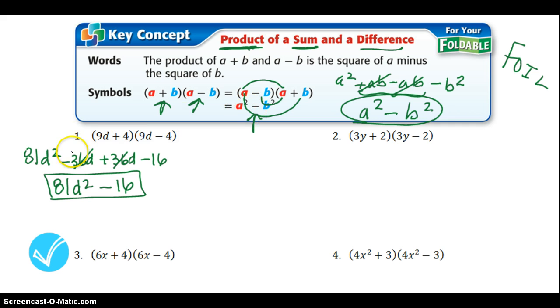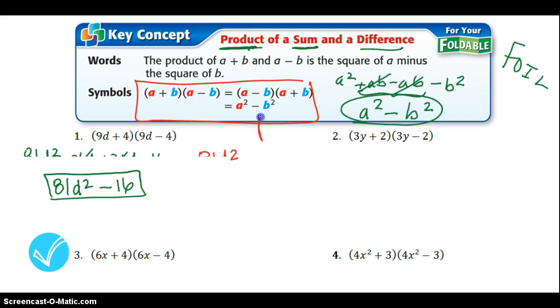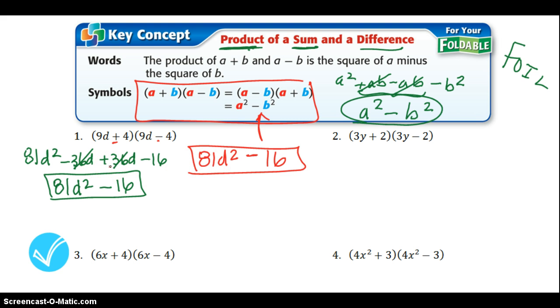Trying to use my shortcut, I know that it's going to be my first term. Let's erase so you can see the pattern here. So I am watching this pattern to do the shortcut. It's going to be my first term squared, so 9d times 9d is 81d squared. And it's always going to be a minus because they were opposite signs. The sign was positive and negative, so it's always going to cancel the middle. The middle is going to cancel, and opposite signs make for negative 16. So I could get the same answer without actually doing the FOIL method.